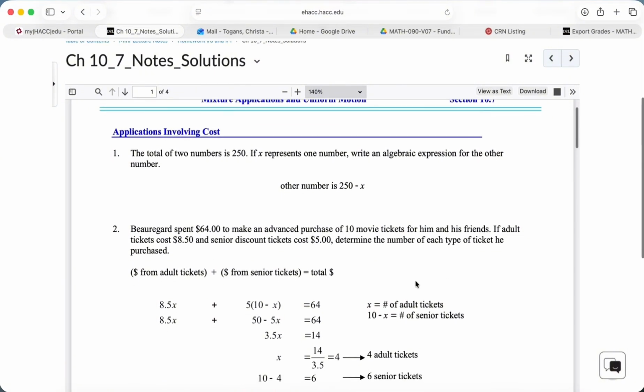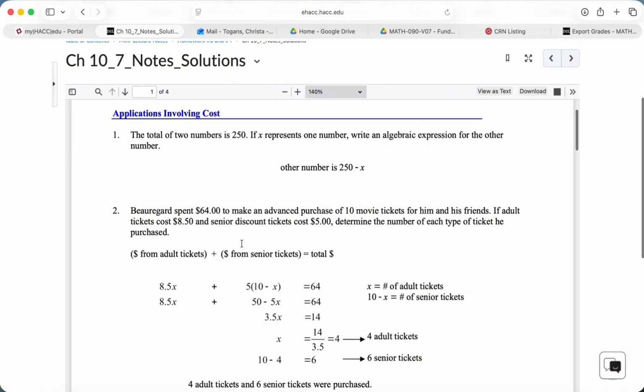So the total of two numbers is 250. And if x represents one number, write an algebraic expression for the other number. And you see here the other number is 250 minus x.